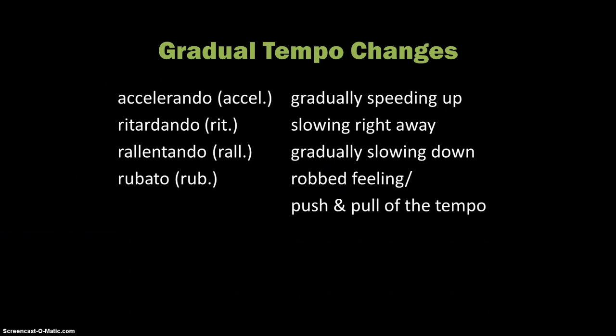And then rubato, which is a robbed feeling. This is a push and pull of the tempo, where if you had a consistent metronome marking, you would be going a little bit faster than that sometimes, then a little bit slower than that. Kind of an ebb and flow. A lot of Chopin's music utilizes a rubato feeling, where the tempo of the music is directed almost by what the harmonies that are being played are.